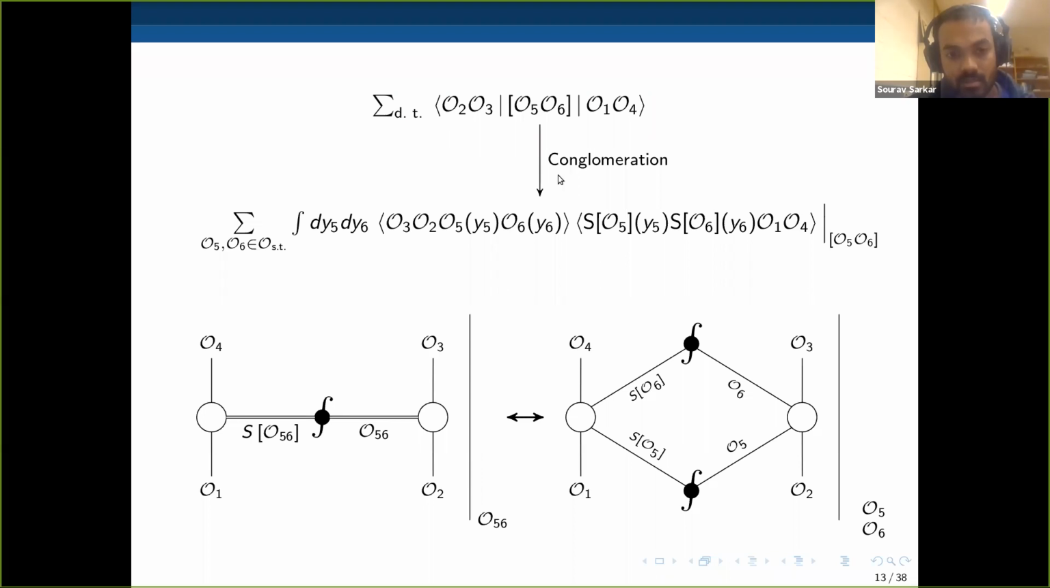In this picture, say we had a gluing of three-point functions to begin with, where this exchange is double trace. Now using conglomeration, we can replace it with two gluings over single trace operators, and then we have to sum over O5 and O6. So what this gives us is a gluing over two four-point functions. Each one here is a four-point function. And in the end, we again have to do some projections to remove contributions from shadows.